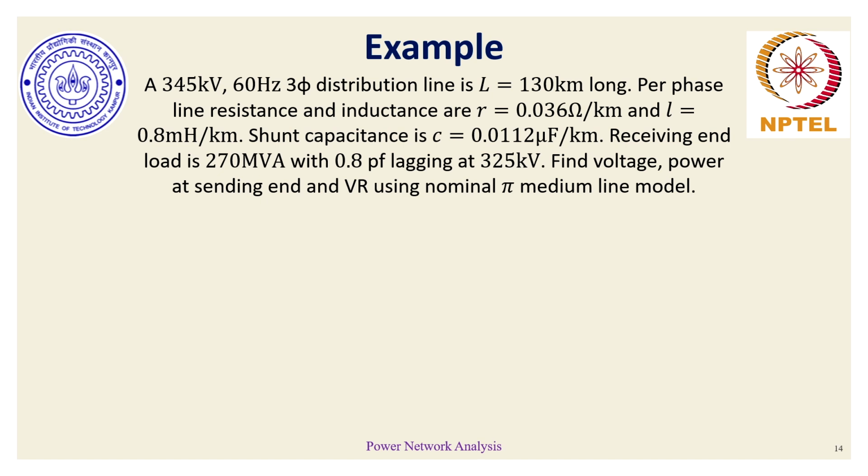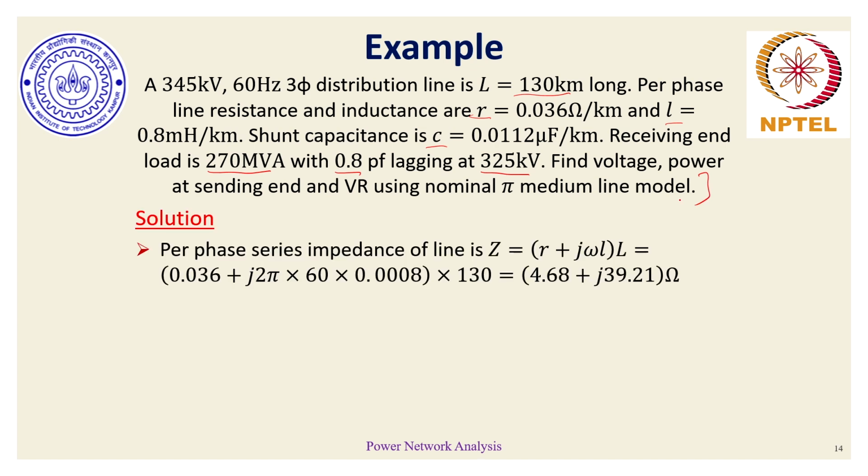In the first example, we have a medium line which is 130 kilometers long. The values of small r, small l, and small c on a per kilometer basis are defined. The receiving end load is a lagging load of 270 MVA with 0.8 power factor. The receiving end voltage is 325 kV line to line, and we have to find the corresponding sending end quantities and the voltage regulation using the nominal pi medium line model.